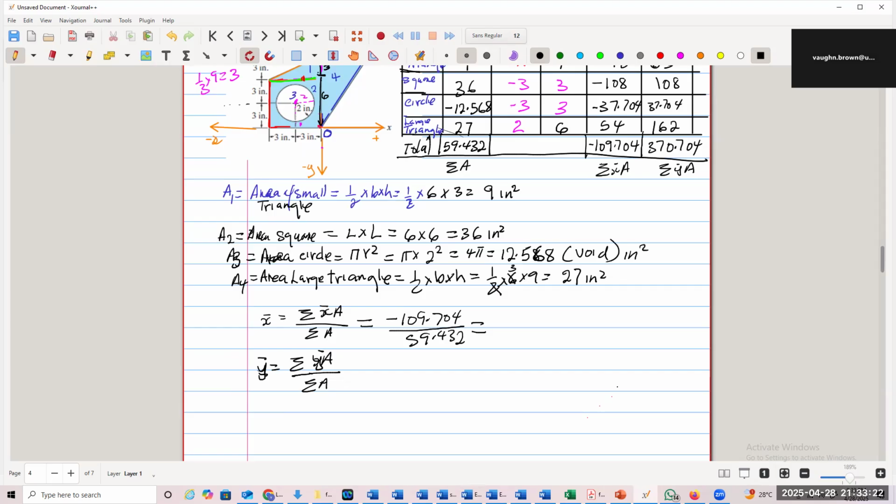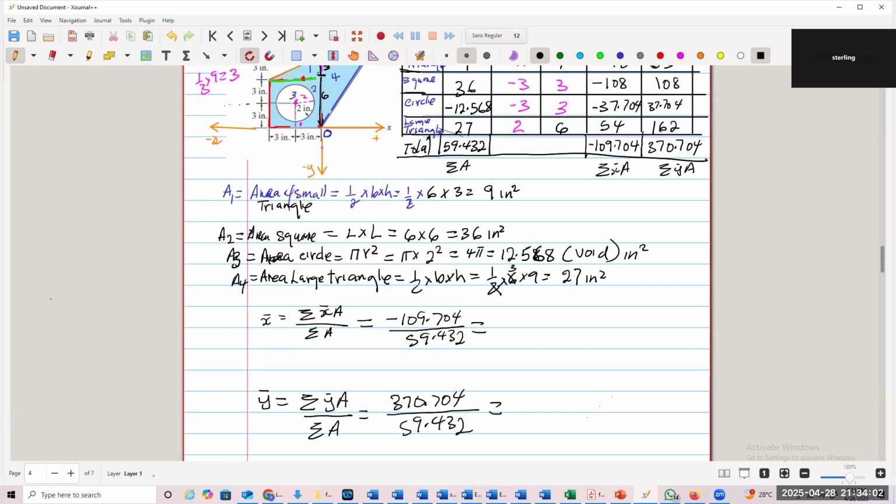On the other one, I write this too close. They're going to be too close to each other. Let's get this down a little bit, even a line between. So this y bar is equal to the sum of y bar a over the sum of a. So therefore, this one is 370.704 upon the 59.432.